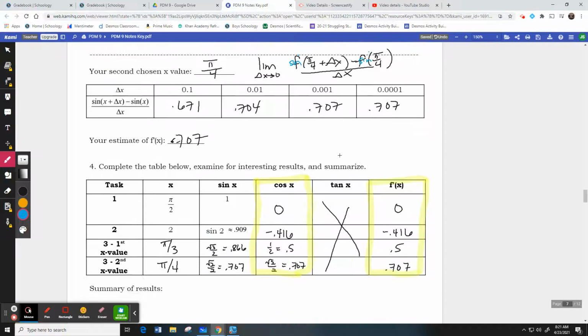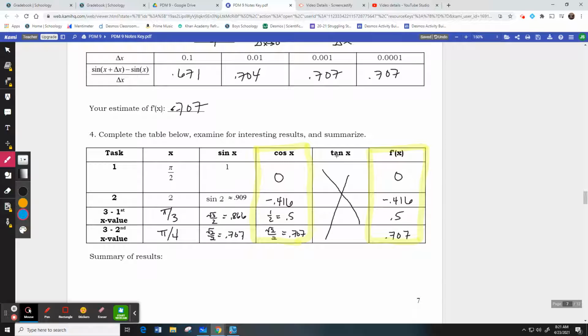Then in this table, here were my x values. First I looked at the graph and got the slope, or the derivative, when x was pi over 2, and it was 0. Then we figured out when x was 2, it was negative 0.416. When it was pi over 3, it was 0.5. For pi over 4, the derivative, or the slope of the tangent line, was 0.707.